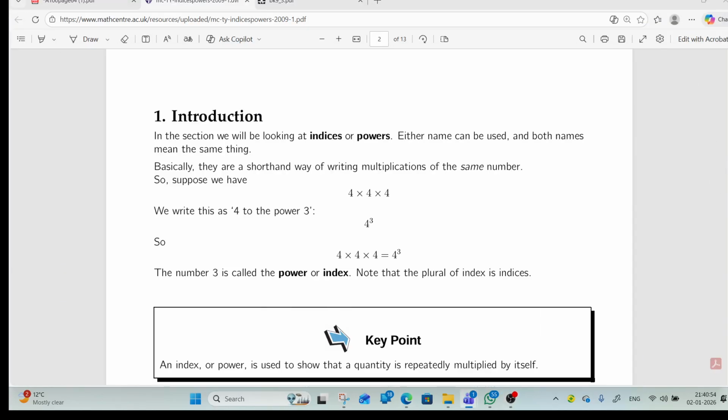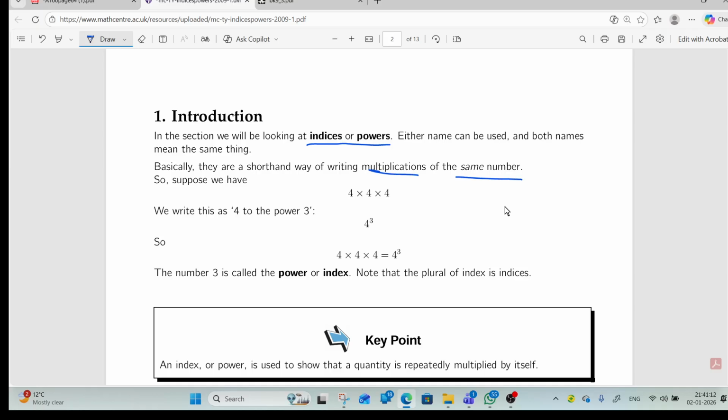So now we will learn about power or exponent or indices. Indices or power, they are a shortened way of writing multiplication of the same number.